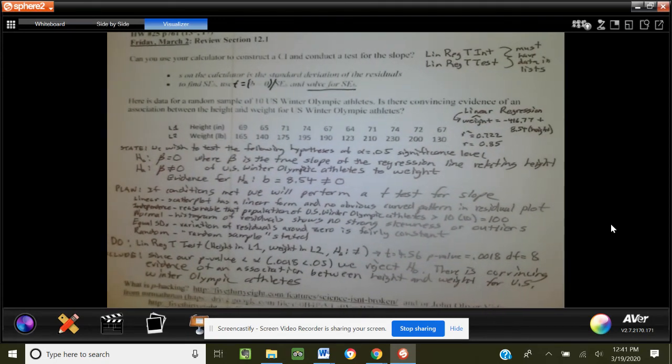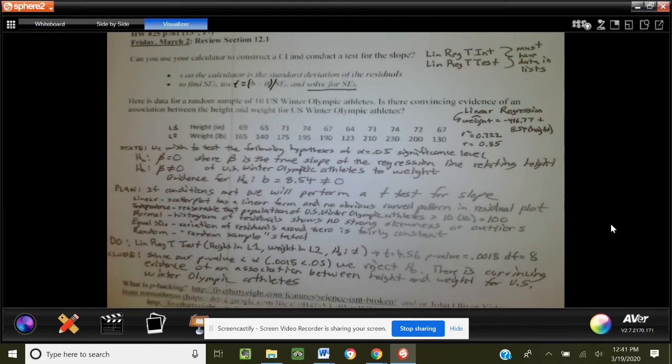In list 1, we could put the heights because it looks like we are thinking height may explain weights. So in list 2, we would put the weights. Those are our y's. If we do a linear regression then, stat calc 8, that'll give us a formula, an LSRL. So predicted weight equals negative 416.77 plus 8.54 times the height.